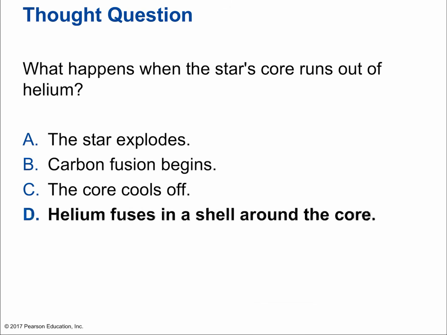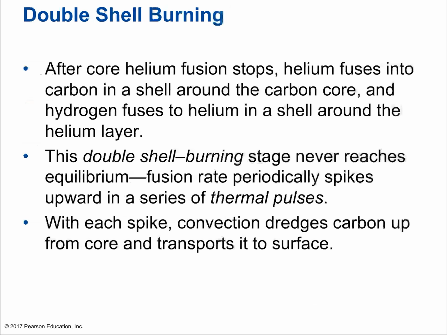Well, next, helium starts fusing in a shell around the core. And that follows the same trend, because what happened when it ran out of hydrogen in the core? A shell of hydrogen fusion began around the core. But that means if a shell of helium fusion is beginning around the helium core, now that the helium core is out of helium, what happens to the core? Well, it must start collapsing again. So after the core helium fusion stops, the helium fuses into carbon in a shell around the carbon core. See, now it's a carbon core. And the hydrogen fuses to helium in a shell around the helium layer.